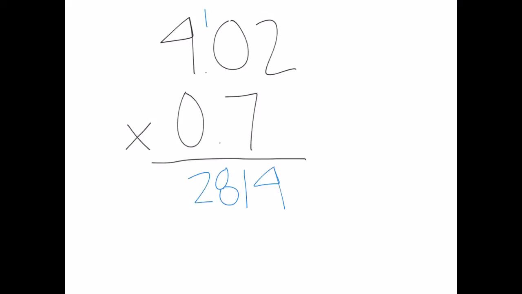7 times 4 is 28. And then 1, 2, 3 place values. So you move it 3 place values over. 1, 2, 3. Decimal point goes right there. And that is your answer.